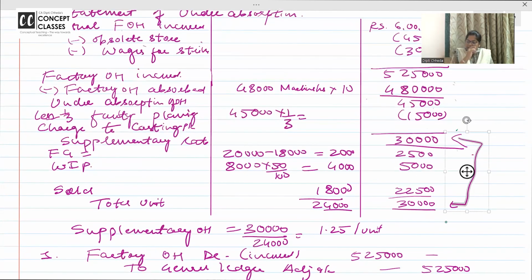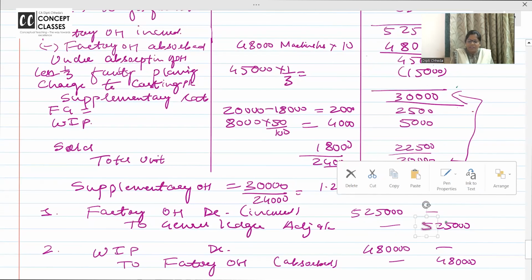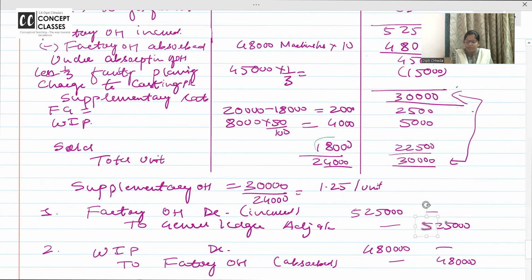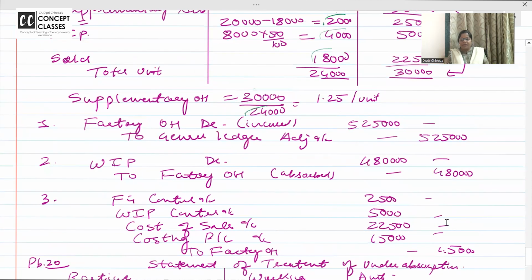30,000 में supplementary rate लगाओ. So for supplementary rate, 18,000 units are sold. 20,000 are produced. So how much is in stock? 2,000. And work in progress is 8,000 units, 50% complete. So what is equivalent units? 24,000. What is the cost? 30,000. So 1.25 per unit. Are you all with me?